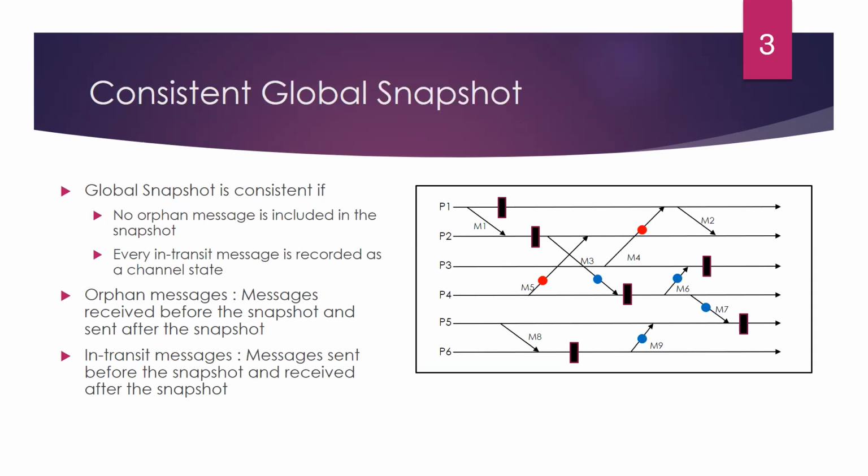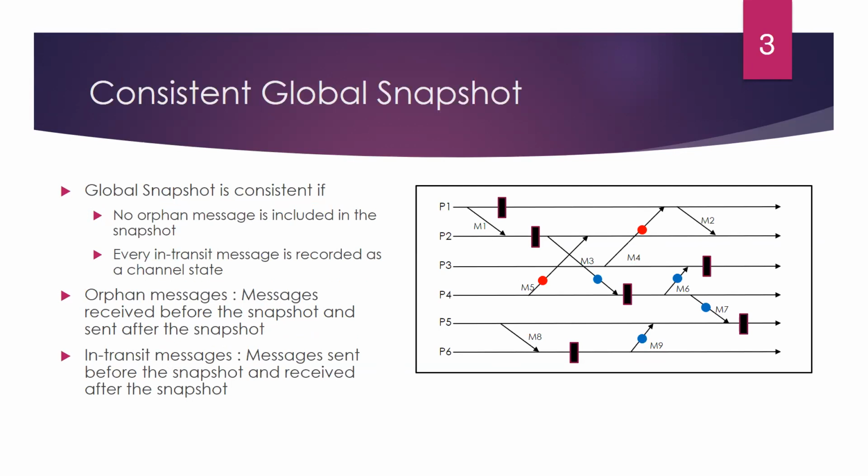Consistent global snapshot should not contain any orphan messages which are sent after the snapshot of the sender and received before the snapshot of the receiver. The messages with the blue circle in the figure are the orphan messages.